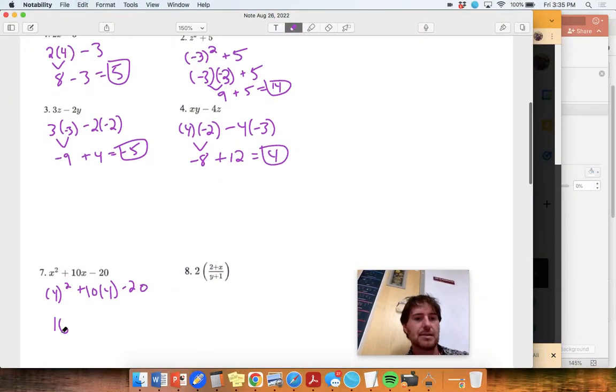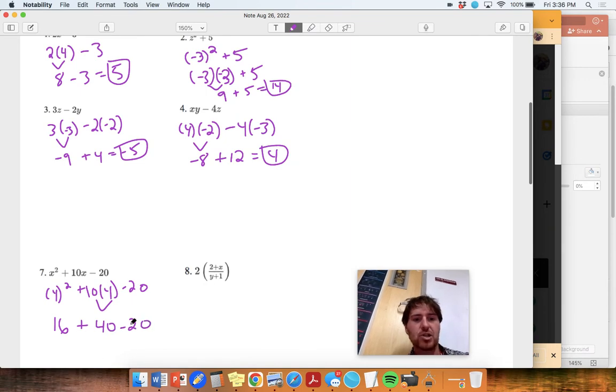4 squared, that's 16 because that's 4 times 4, right? 4 times itself, right? That's what a squaring is. Just simply that number times itself. And then I have plus 10 times 4. Again, I'm doing multiplication before I add, right? I'm not adding 10 to 16. I'm doing 10 times 4 first, and that's going to be 40 minus 20.